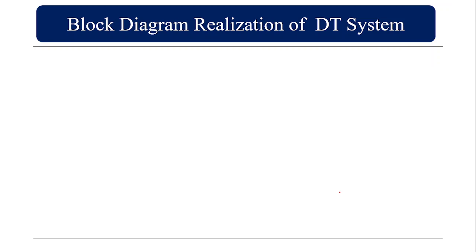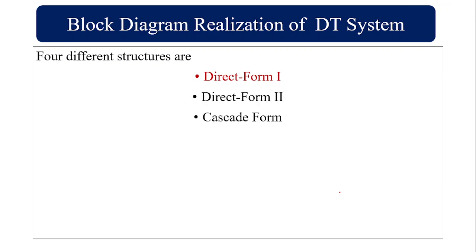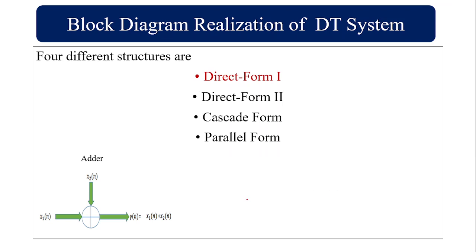So there are four different structures in DT systems, that is direct form 1, direct form 2, cascade and parallel. So in this session we are going to see direct form 1. The basic elements needed for the structures are, first, the adder. The adder will be represented by this, where x1 of n and x2 of n are the two input signals, and your y of n will be x1 of n plus x2 of n.